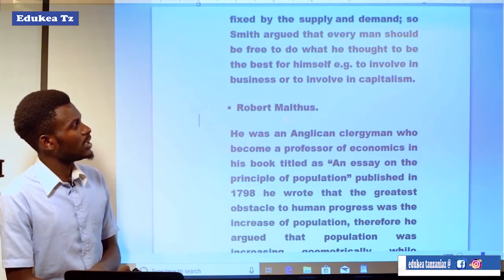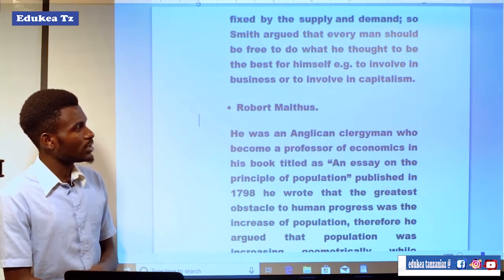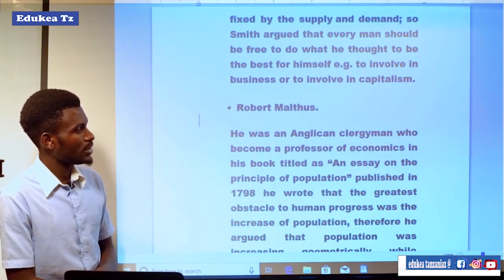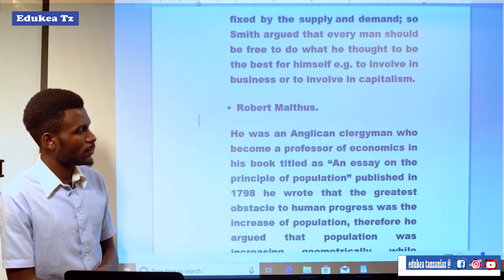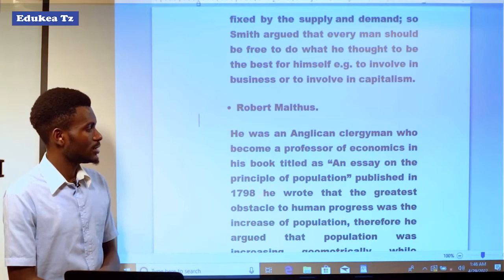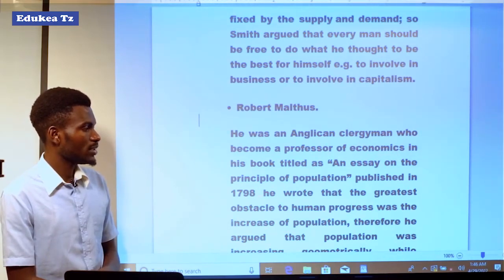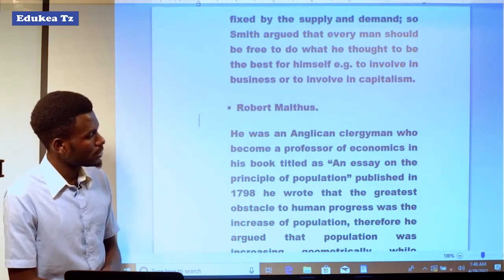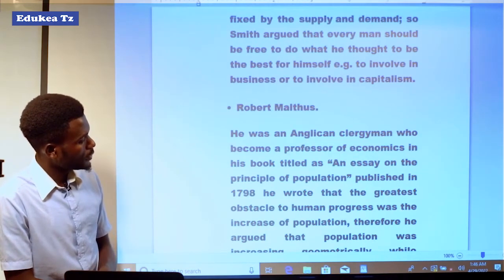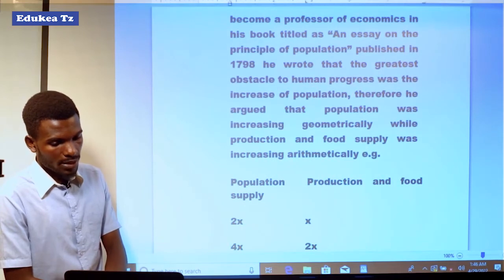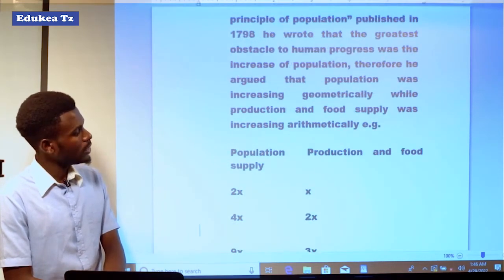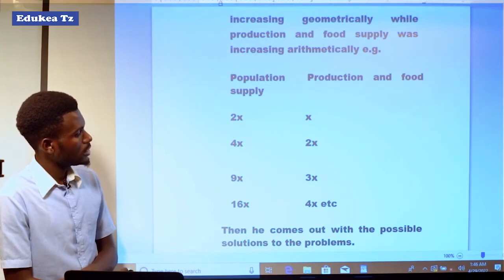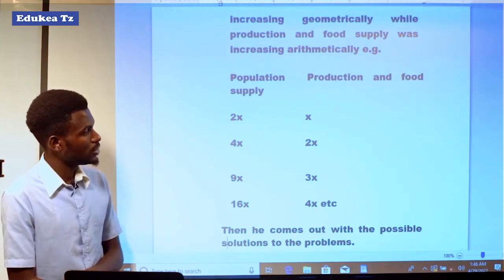economists. Robert Malthus, what did he say? He was an Anglican clergyman who became a professor of economics. In his book titled An Essay on the Principle of Population, published in 1798, he wrote that the greatest obstacle to human progress was the increase of population. Therefore, he argued that population was increasing arithmetically. For example, as you can see on the drawing, population and food supply, that is mathematically calculated. So you can see on the board.